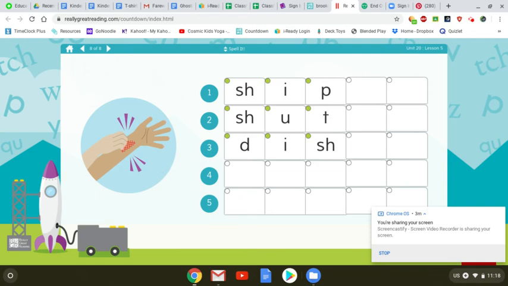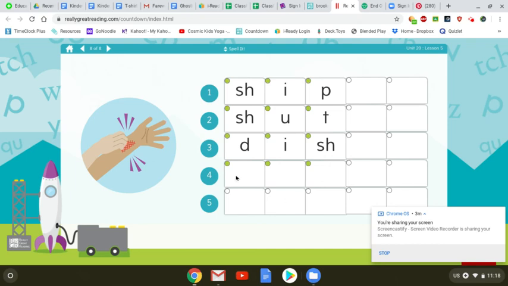Our next picture is a picture of a rash. Our word is rash. Listen as I stretch the word rash. R-a-sh. How many sounds did you hear? There were 3 sounds in the word rash. Let's find out which letters go along with those sounds.